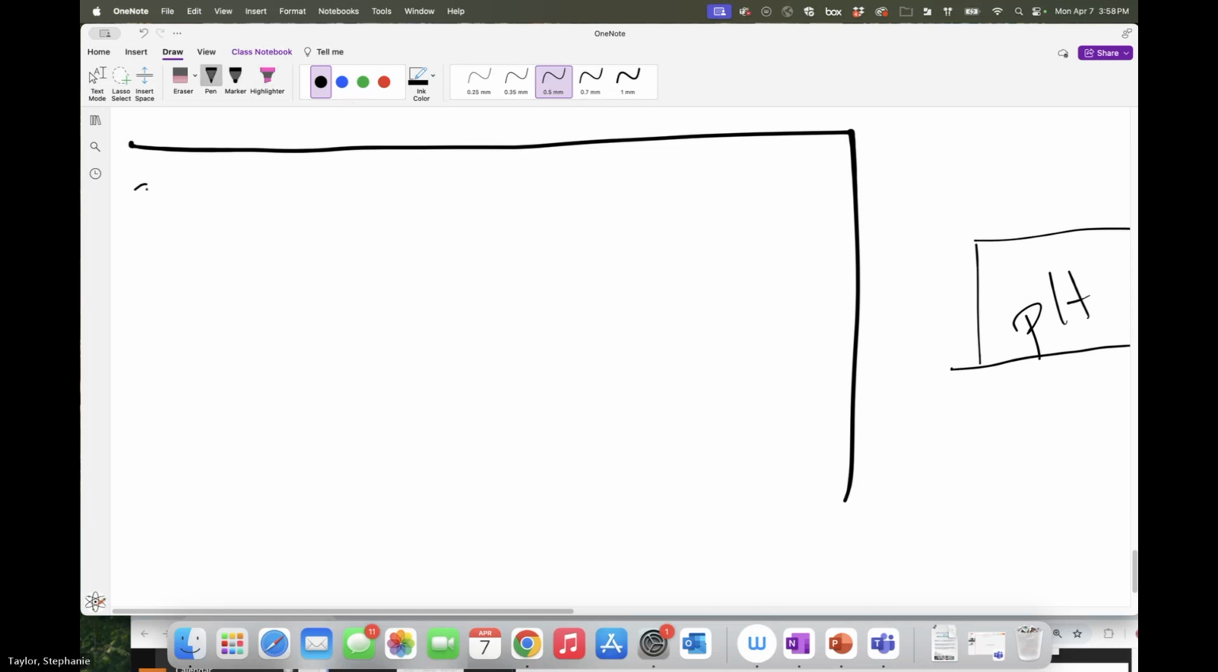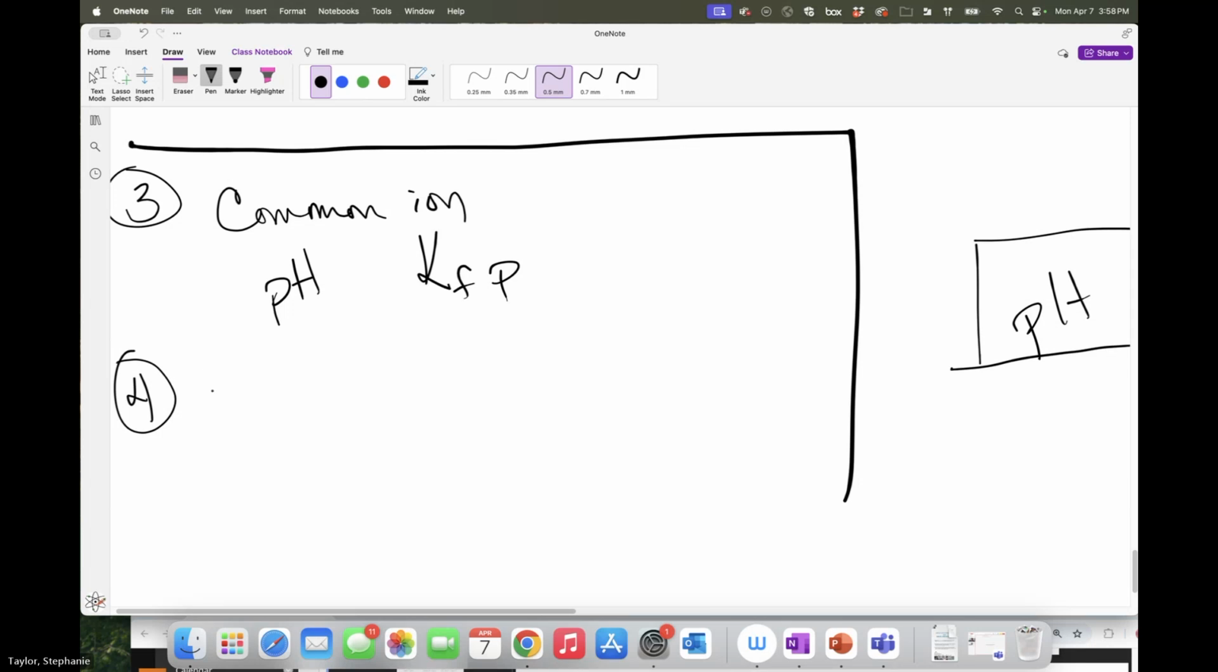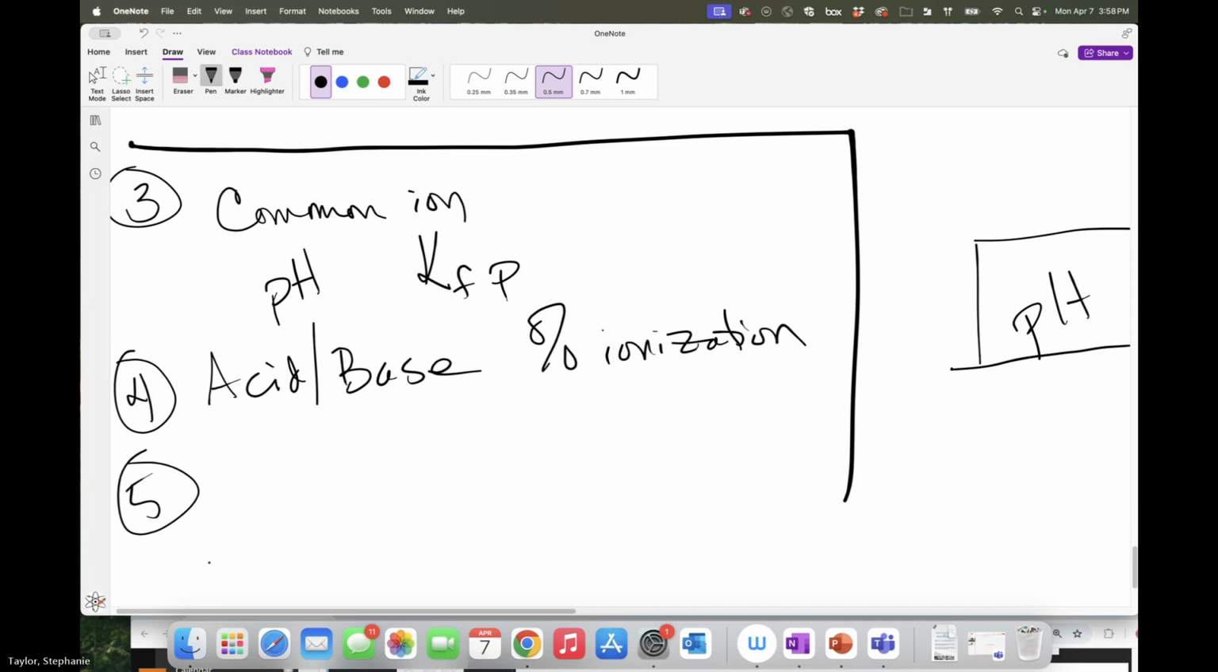Great. So our first question is, can you go over common ions and pH in relation with Ksp? The second question is, can you do an acid-base problem that incorporates percent ionization? Our third question is, how did you immediately know how to do an ICE table after the BCA table for the first weak base, strong acid problem?